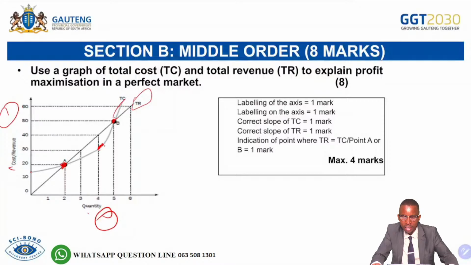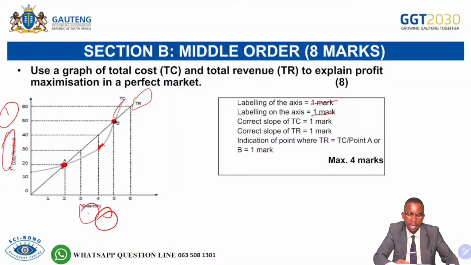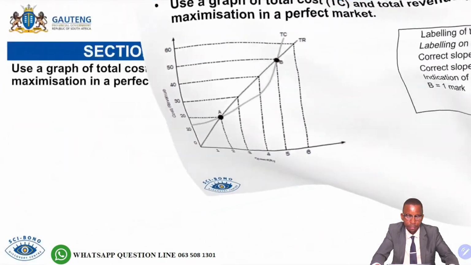So this is how marks are allocated. 1 mark for the labeling of axis, 1 mark for the labeling on axis. Labeling of axis means the cost and revenues and the quantity. Labeling on axis, we are putting numbers in there. Correct TC, correct TR, and the indication of the points where TR equals TC, then you get 1 mark. Then you explain the graph for focus.